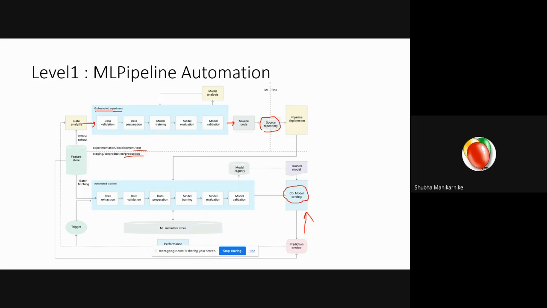So here there is a bifurcation between ML and Ops. So we know the difference between what a data scientist does and what an ML engineer does. A data scientist is mainly involved in all of these activities.